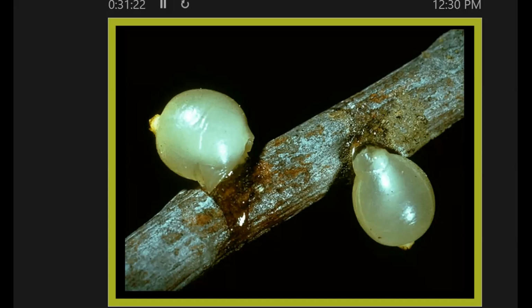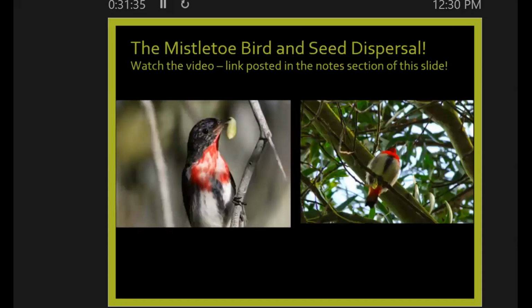This is a mistletoe fruit. Eats it, and then the video, if this video footage works, you should watch it for some stress relief laughter, because it's in the notes section. That's the mistletoe bird, and the Sir David Attenborough video I think is best. But they show the bird eating it on the tree.